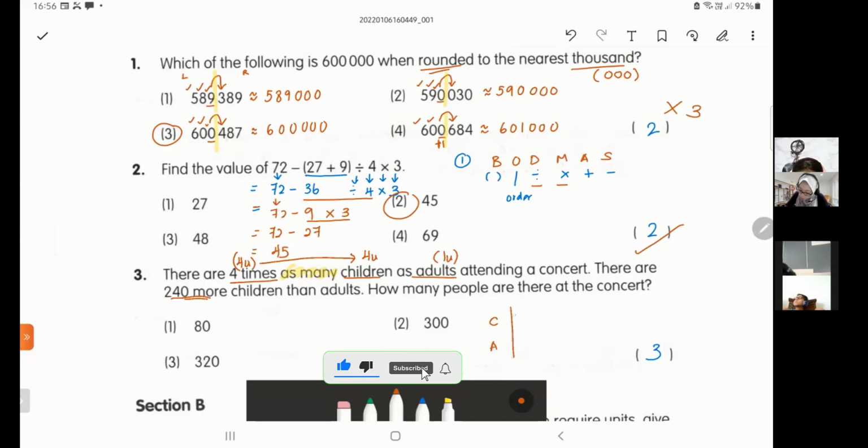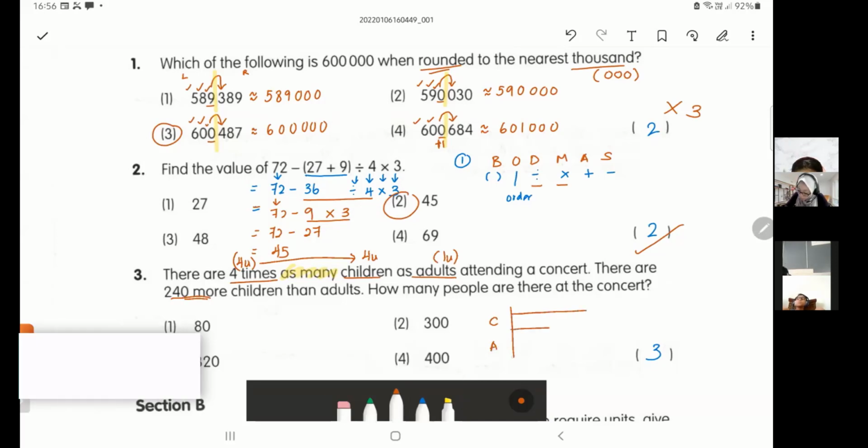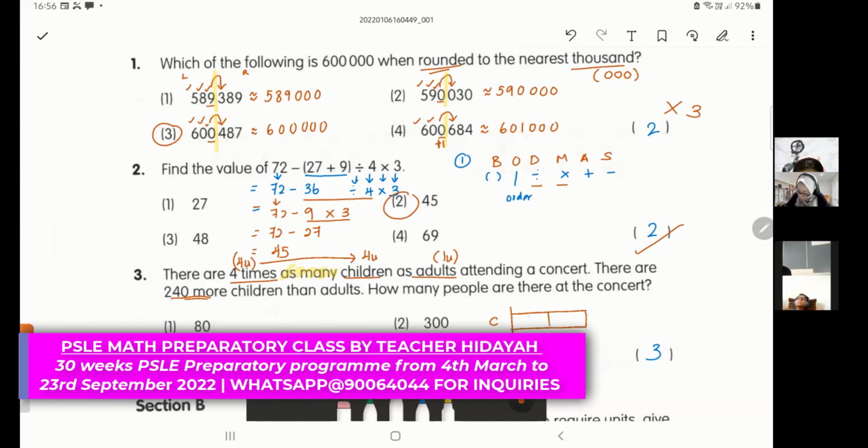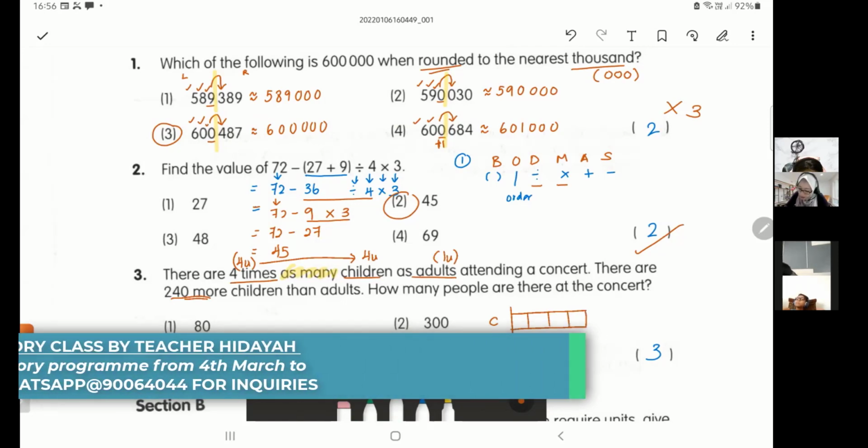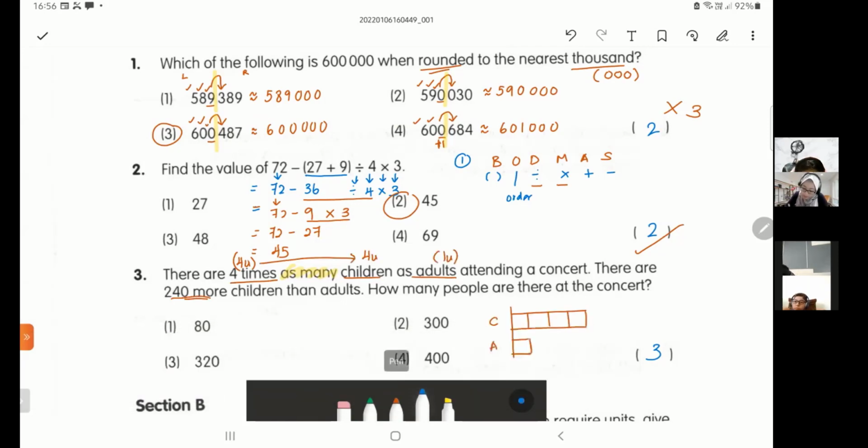Okay, the children is 4 units. So we draw 4 parts like this, and then adults like this. Then they say that when I compare the children and the adults, there are 240 more. That is the comparison. So if you look at this, the comparison comes here, right? And how many units is this? 1, 2, 3. This is 3 units.